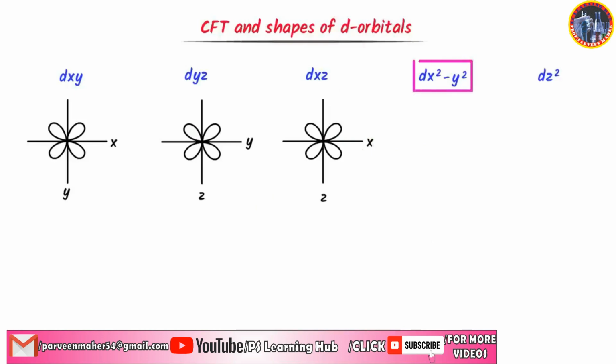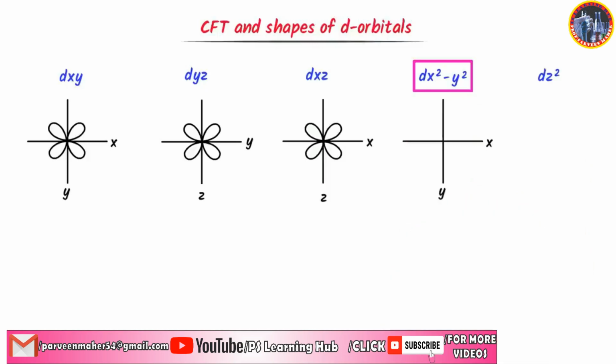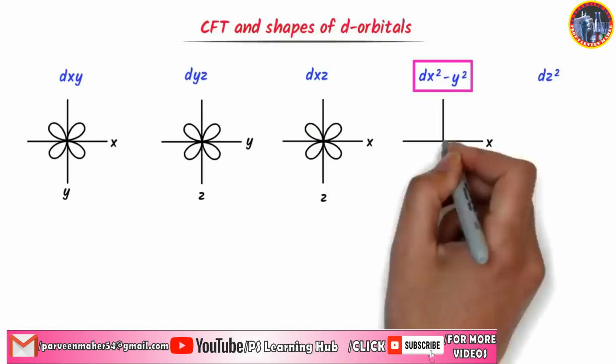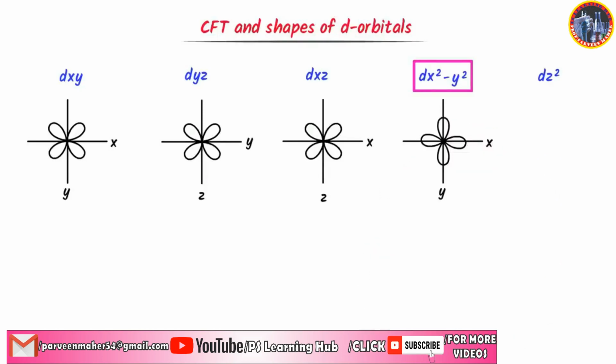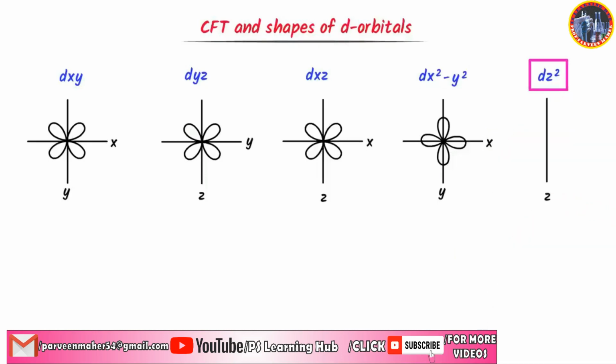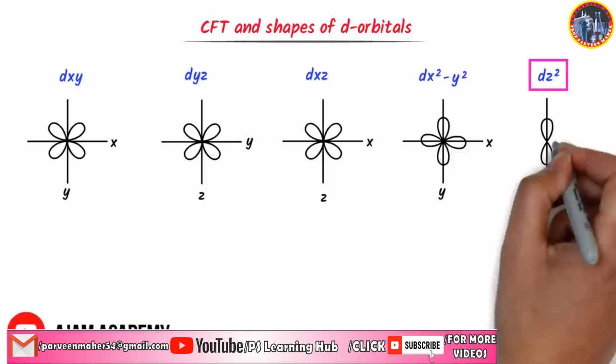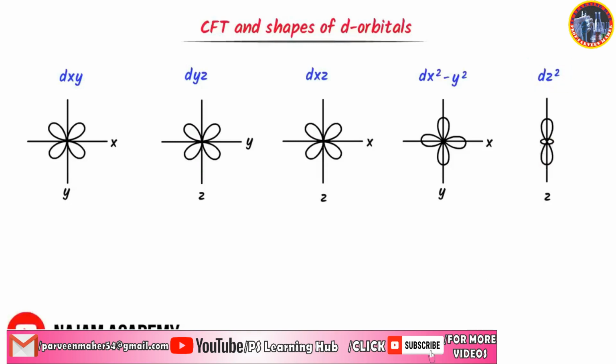In case of dx squared minus y squared, I draw x-axis and then y-axis. Here, this square on x and y reminds me to draw the lobes directly on both the axes. So I draw lobes of the double dumbbell on the axis. In case of dz squared, I only draw z-axis. This square on z reminds me to draw one lobe on the axis and put a ring at the center. So these are the structures of the 5d orbitals.